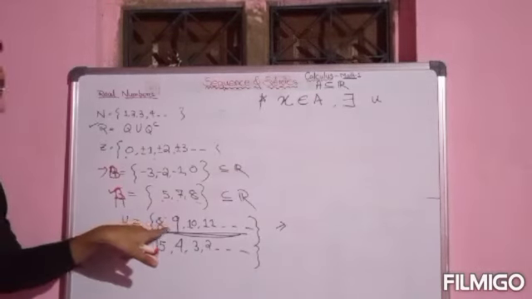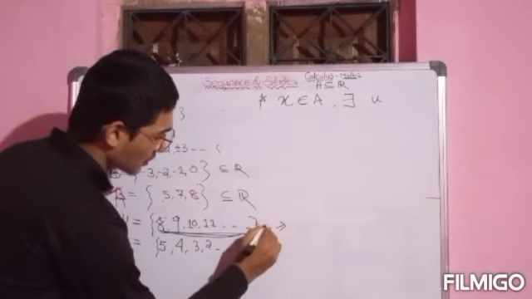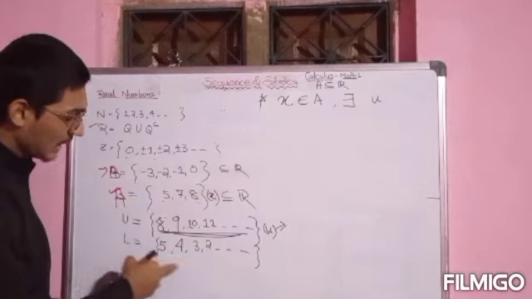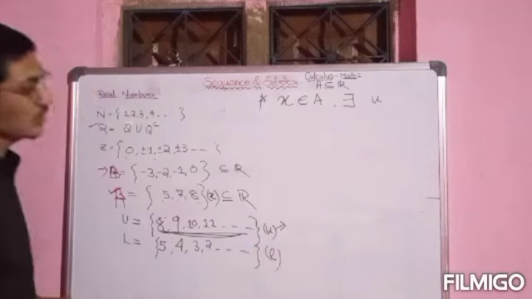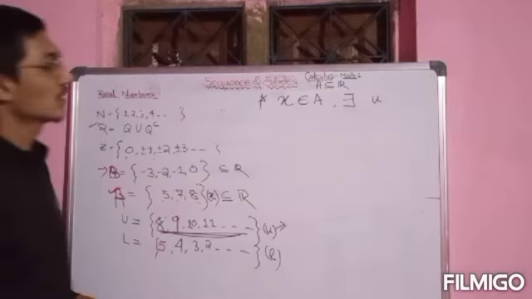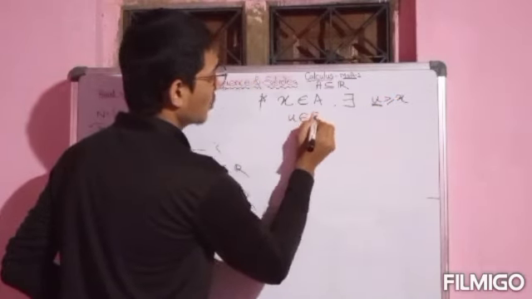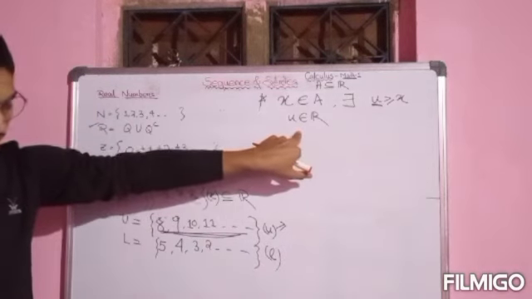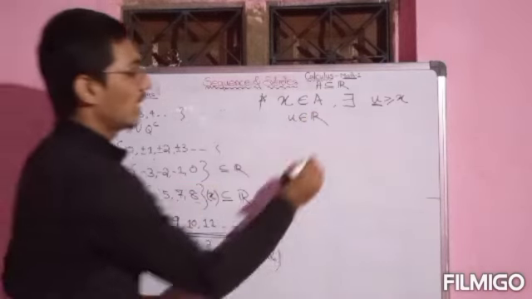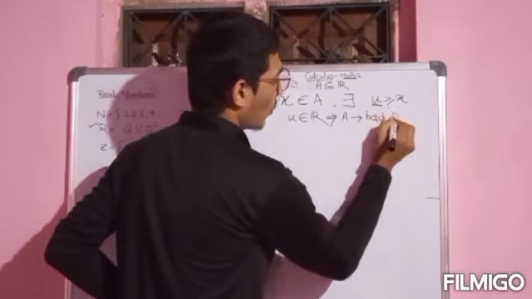If I can find a U, the elements of U I am representing in terms of small u, the elements of A in terms of X, and the elements of L as small l. So if there exists a U which is greater than every element of this, meaning U should be greater than X, and U belongs to R, if you can find any U which belongs to R and is greater than or equal to X, then only I will say my set A is bounded above.